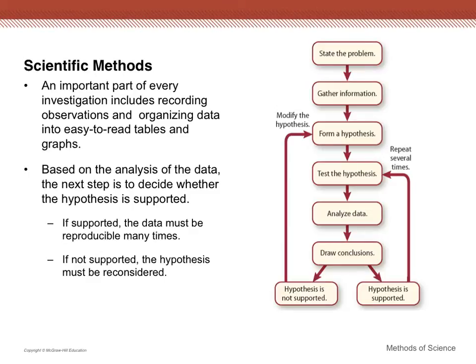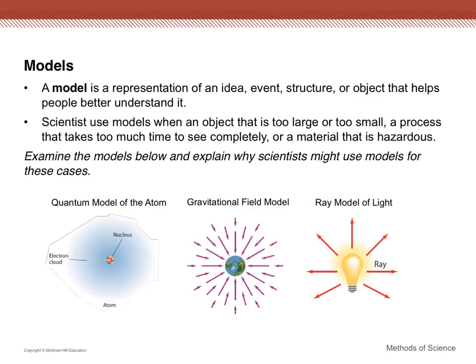If you claim that it is supported, then the data must be reproducible many times. So that's typically why we will do experiments over and over and over again, to make sure that it wasn't just a coincidence or a fluke, but the data is reproducible. And if it's not supported, the hypothesis must be reconsidered.